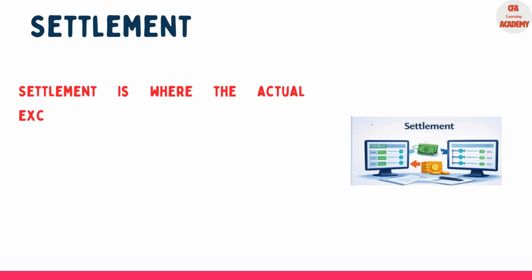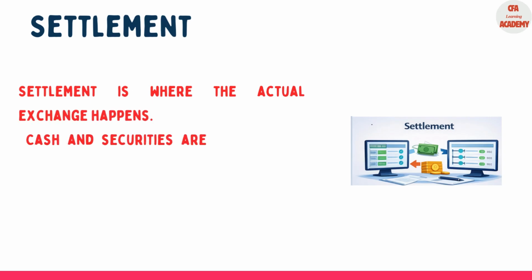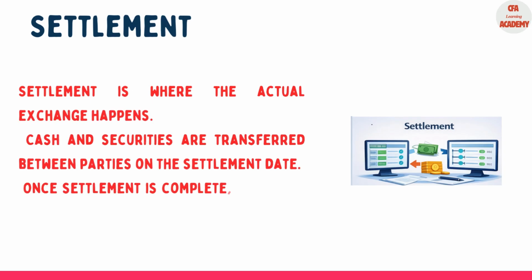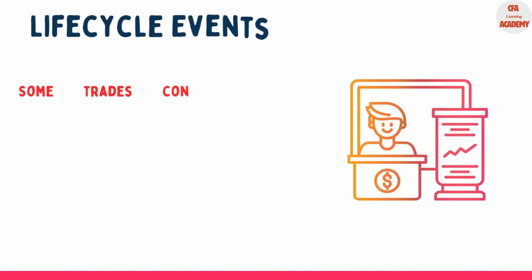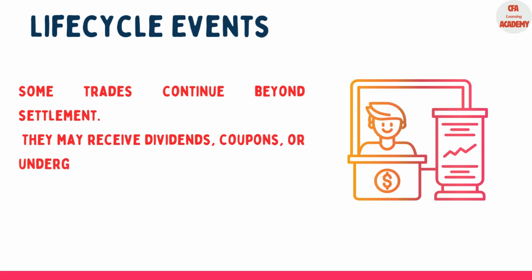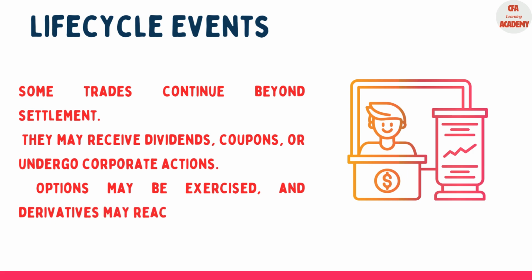Settlement is where the actual exchange happens. Cash and securities are transferred between parties on the settlement date. Once settlement is complete, the trade is financially fulfilled. Some trades continue beyond settlement. They may receive dividends, coupons, or undergo corporate actions. Options may be exercised, and derivatives may reach maturity.